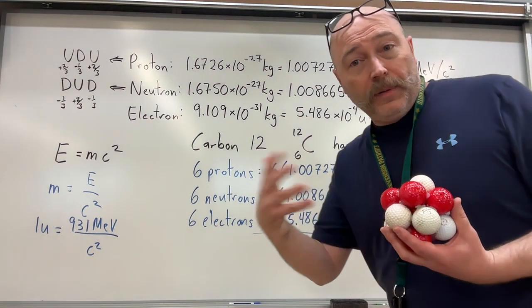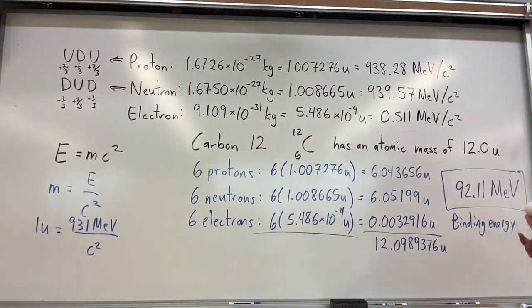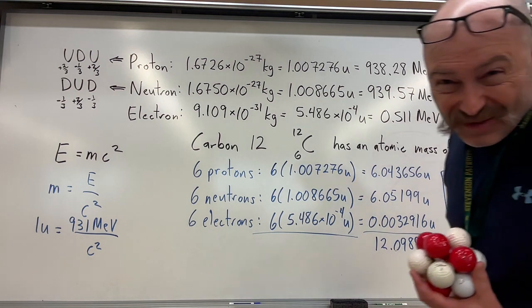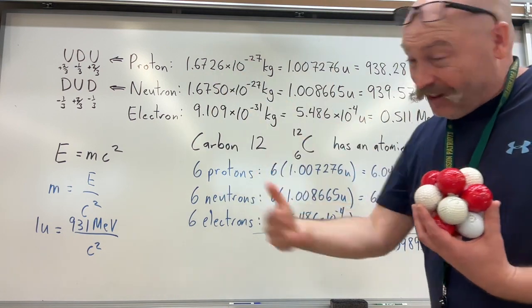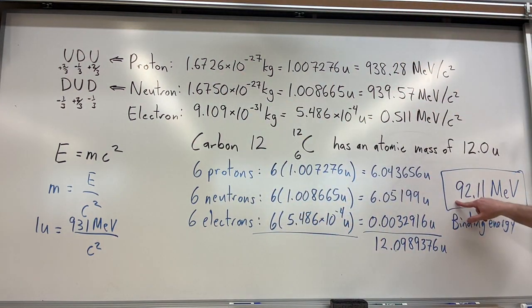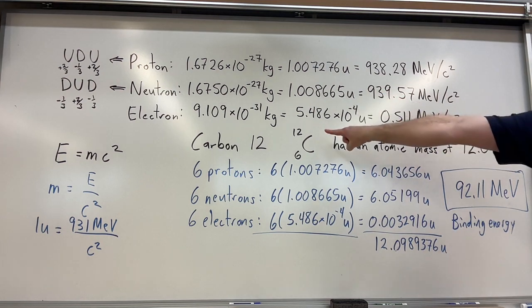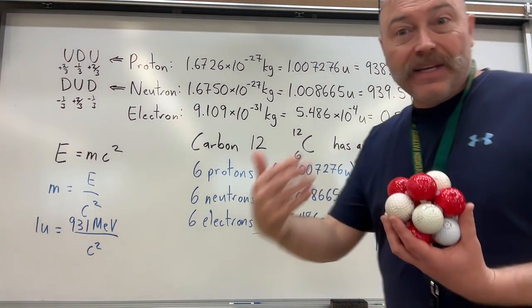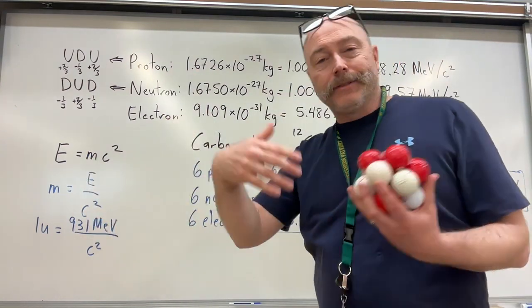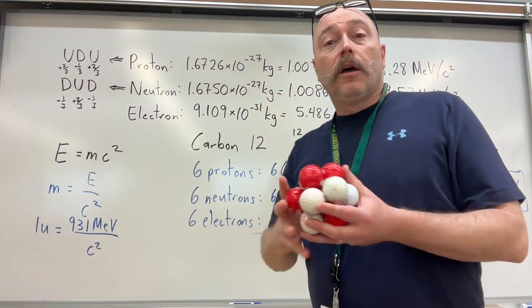Now, on the AP test, you've got to be careful. Sometimes they'll ask you for binding energy. That's your answer. Sometimes they'll say binding energy per nucleon. Well, then how many nucleons do I have? I have 12. So if you were to take this number divided by 12, that would be the binding energy per nucleon. So just answer the question that's asked.